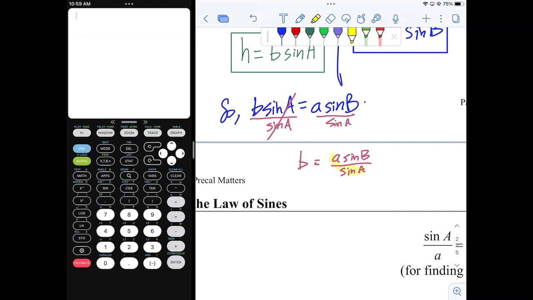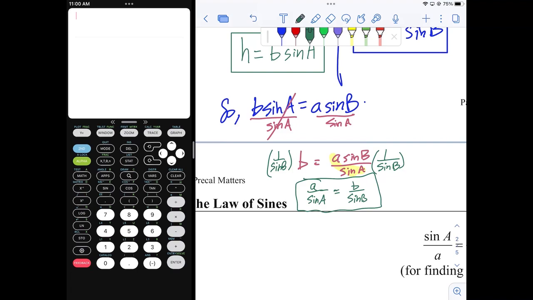So to get rid of the sine of B on that side, all I have to do is multiply by 1 over sine of B on both sides, or divide by sine of B. It's the same thing. And so I end up with a over sine of A equaling b over sine of B. And lo and behold, what do you see? I see nice little ratios.